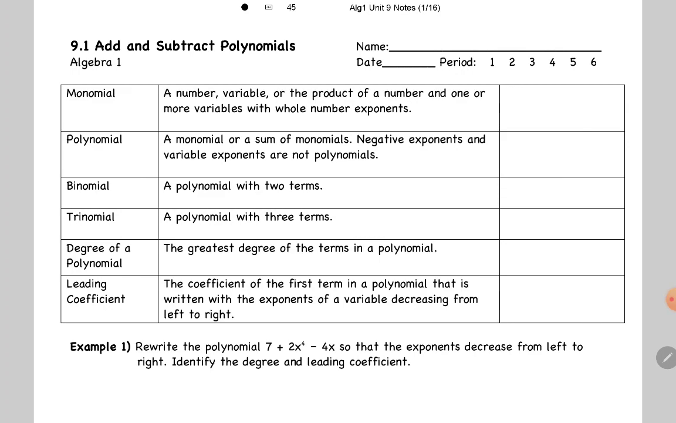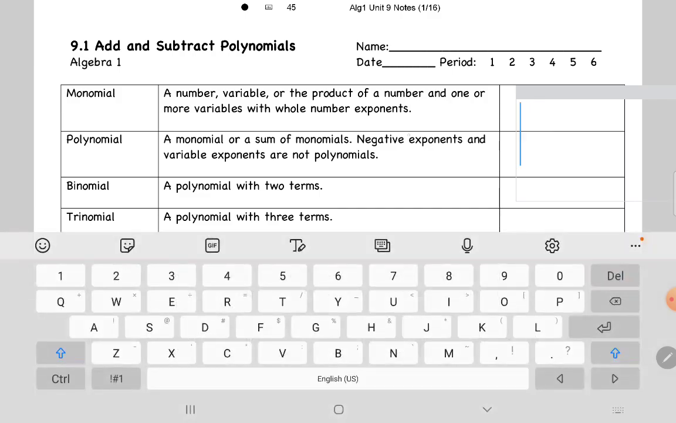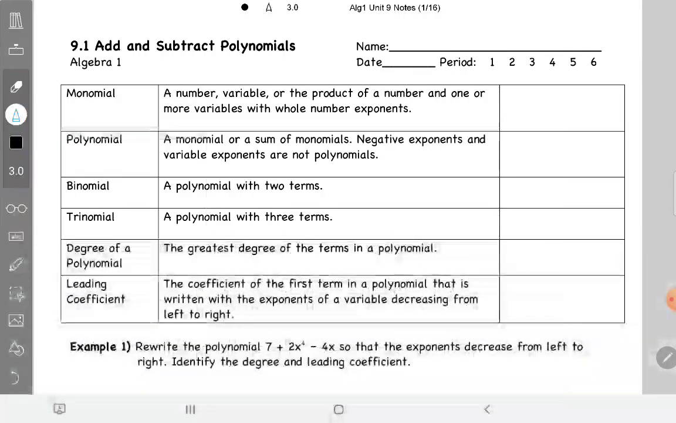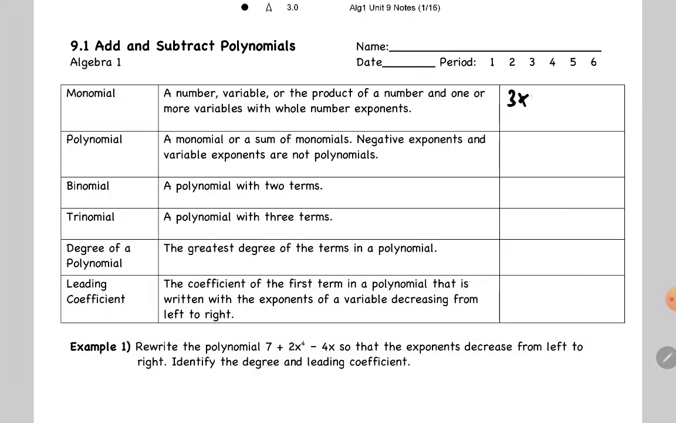So let's go over some vocabulary. A monomial is a number or a variable or the product of a number and one or more variables. So for example, 3x would be a monomial. x would be a monomial. 2 would be a monomial. Just a singular term.